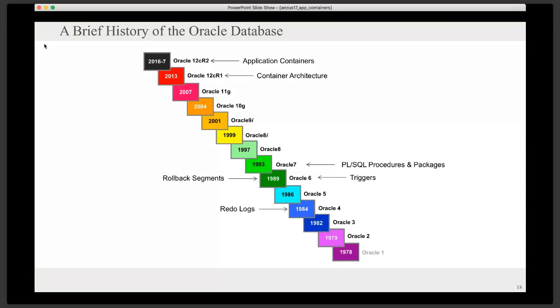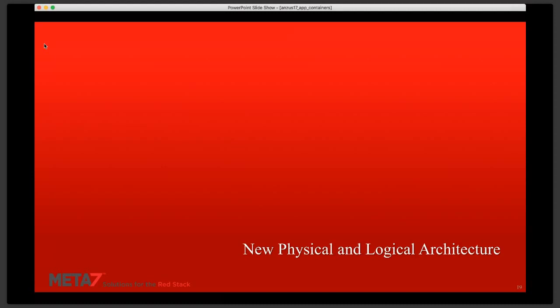today, because the container architecture of 12.1 still exists, but it was really just a first step to get to where 12.2 is. 12.2 is really, if not the entire architecture, the vast majority of this particular architecture. So let's go to the next slide, and I want to talk about the new physical and logical architecture and give you a sense of how dramatic the change is and how it relates to what we think of as a database in Oracle.